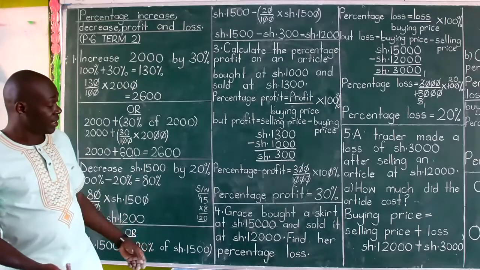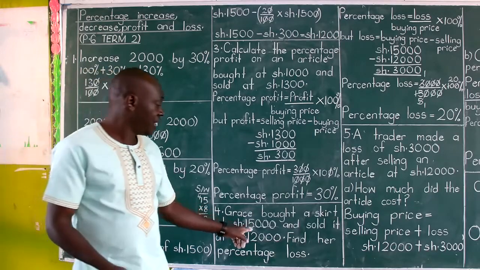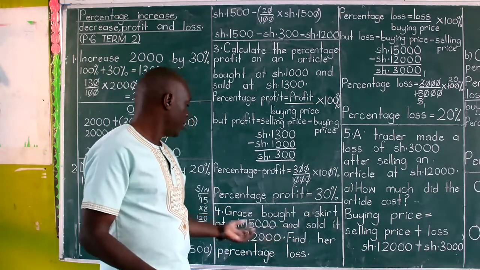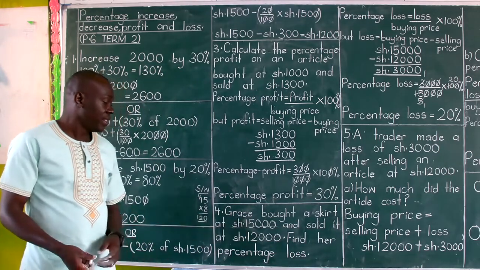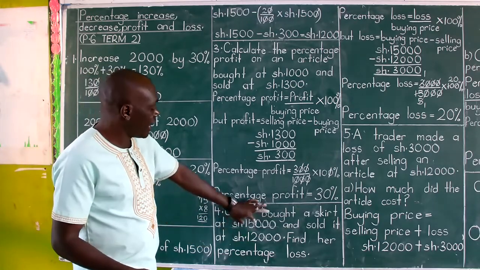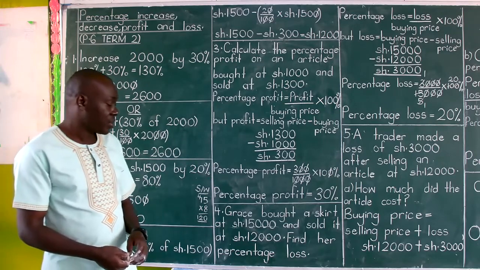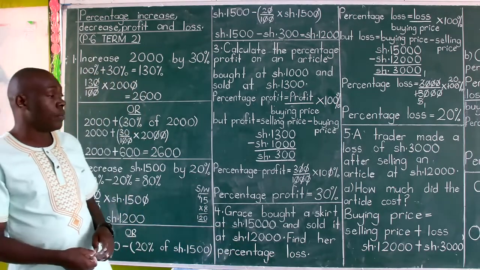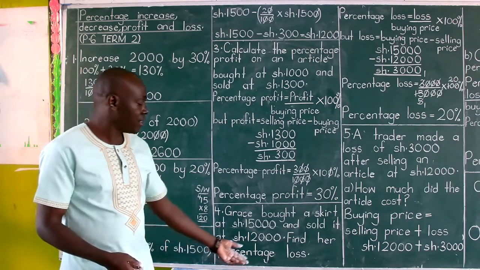Grace bought a skirt at 15,000 shillings and sold it at 12,000 shillings. Find her percentage loss. So you see that this Grace bought this skirt at a high amount, 15,000 shillings, and sold it at a less amount. So this Grace must have incurred a loss. That's why you're asking for percentage loss.